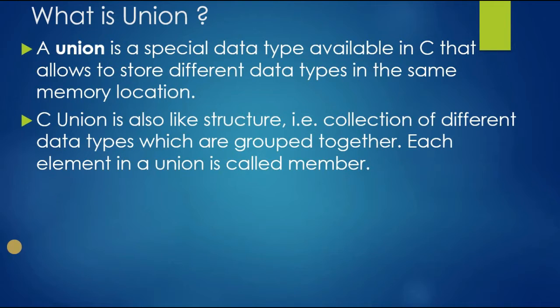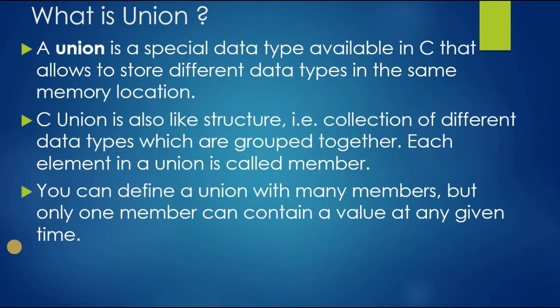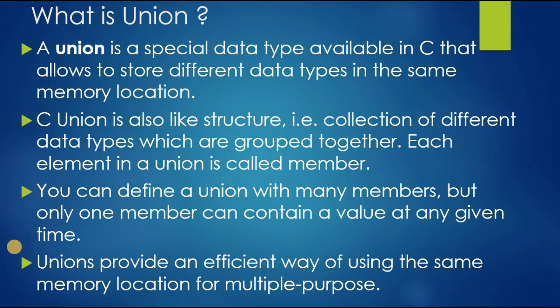Unions and structures are similar in that they store different data types. You can define a union with many members, but only one member can contain a value at any given time. Unions provide an efficient way of using the same memory location for multiple purposes.